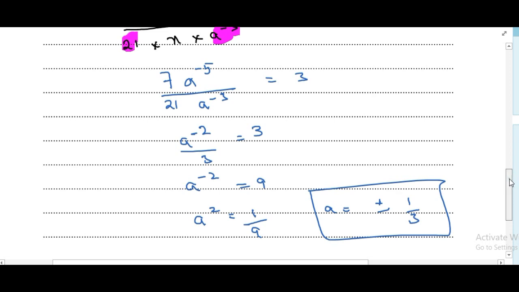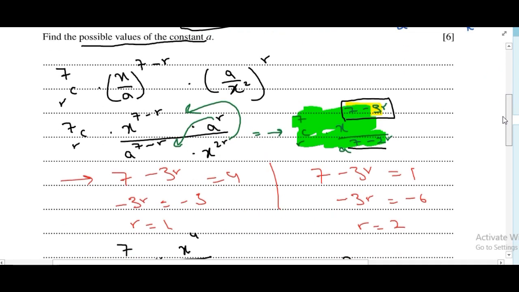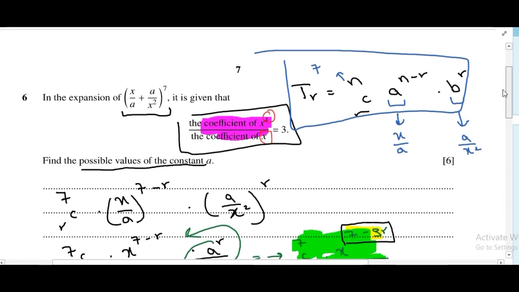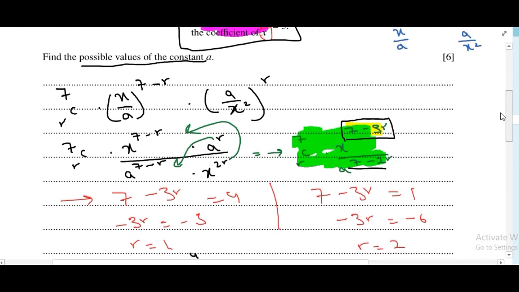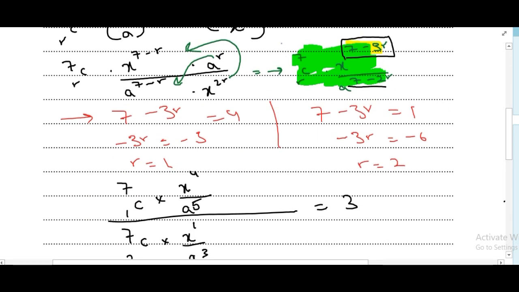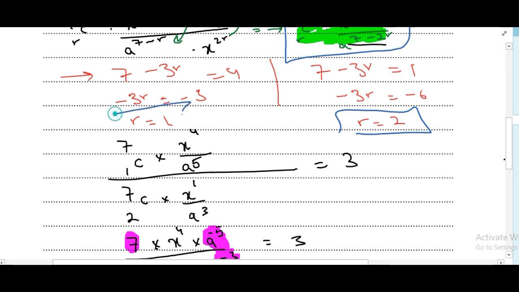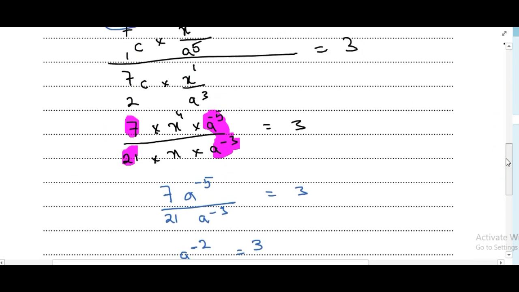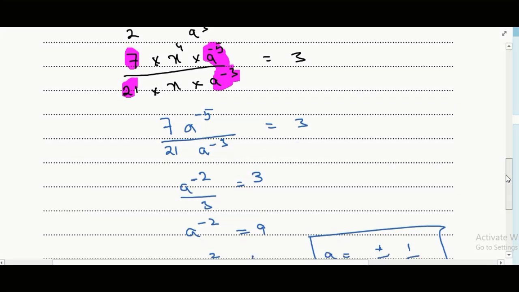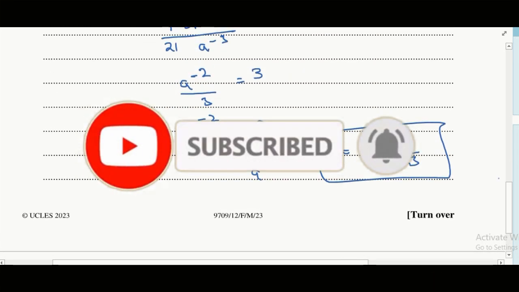So what we did, we started with the basic formula, the rth term formula of the binomial expansion. We used the value of n, which was 7, the value of a, which was x/a, and the value of b, which was a/x². We simplified the expression, and upon simplification, we found two values of r. Then we plugged these two values in to find the coefficients. Then we simplified the coefficients to get the value of a. I hope the concept is clear.